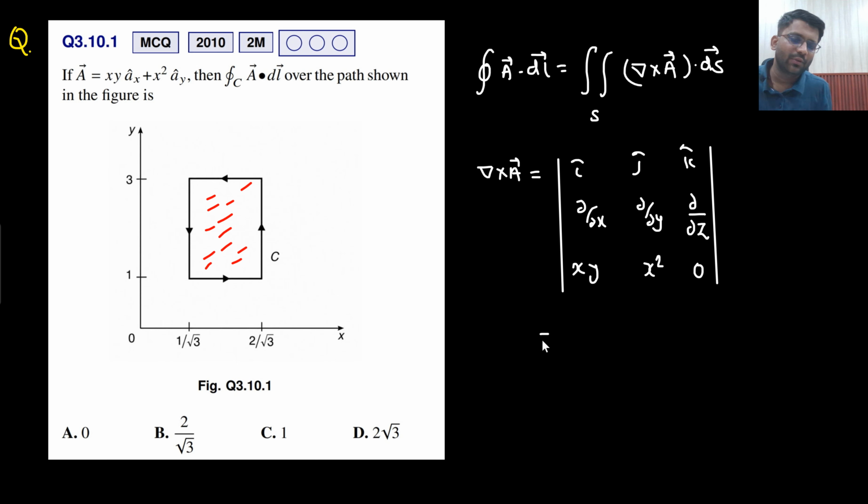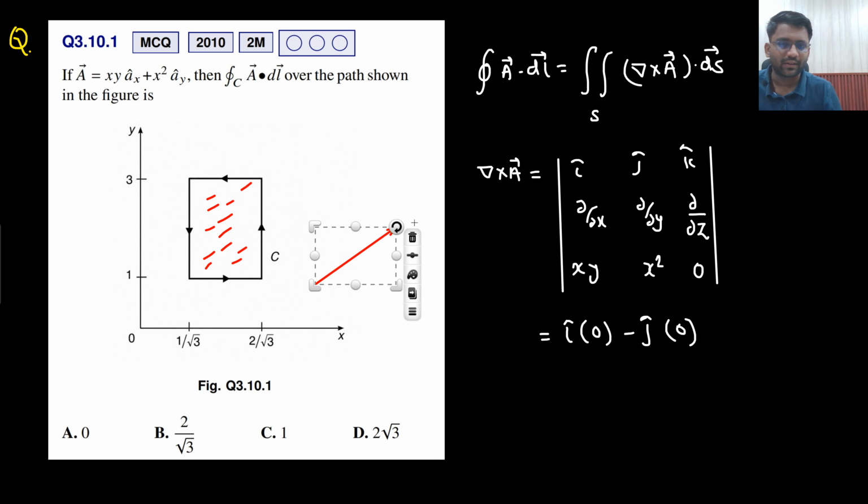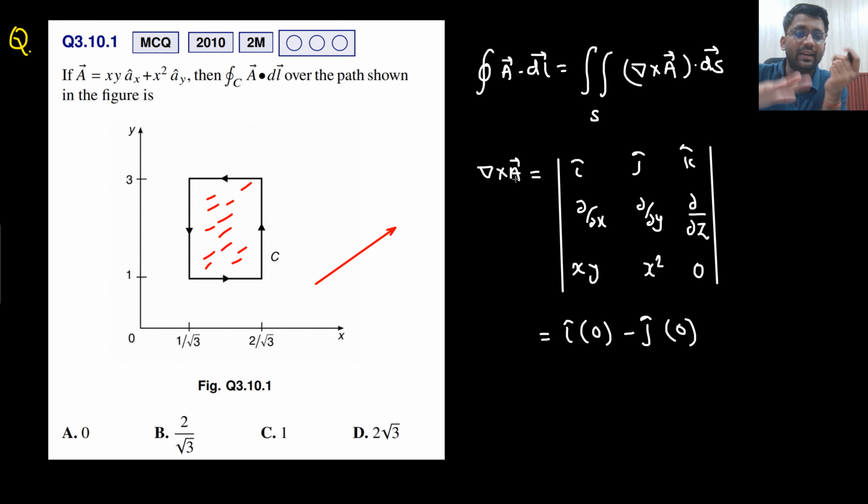Now I am pretty sure, without even doing the calculation, that this value will come out to be 0, and this value will also come out to be 0. Why is that so? Because you know that vector A is in the xy plane. You need to find out the direction of del cross A. The direction of del cross A will be perpendicular to the del operator and perpendicular to vector A as well, so perpendicular to the plane containing both the del operator and vector A.